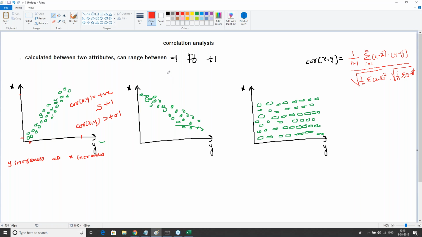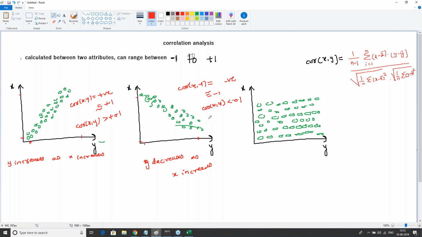In the second situation, as you can see, for a lower value of x there is a higher value of y. That means y decreases as x increases. When this situation exists and you calculate correlation between x and y, it will be a negative value. It will be a very negative value, maybe very close to -1. So this is also a good correlation, and correlation between x and y in general is less than -0.1.